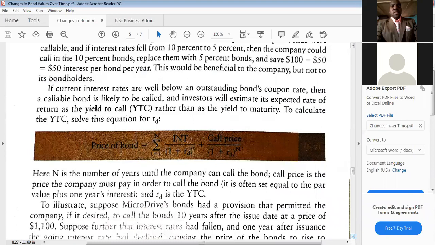Now here, n is the number of years until the company can call the bond. Call price is the price the company must pay in order to call the bond. It's often set equal to the par value plus 1 year's interest. RD is the yield to call.